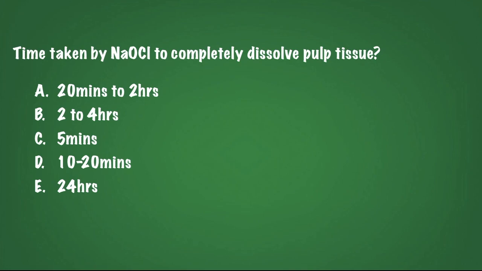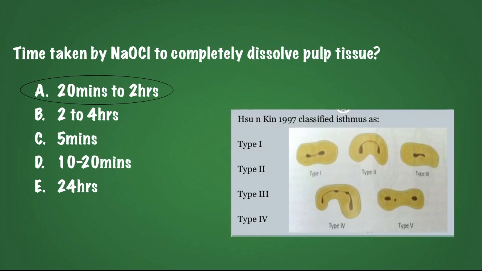Time taken by NaOCl to completely dissolve the pulp tissue is 20 minutes to 2 hours, 2 to 4 hours, 5 minutes, 10 to 20 minutes, or 24 hours. The correct answer is A, 20 minutes to 2 hours. It takes about this long for sodium hypochlorite to completely dissolve an entire pulp. This pulp dissolving property is beneficial while cleaning out the isthmus regions and C-shaped canals.